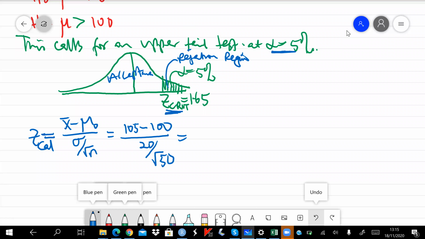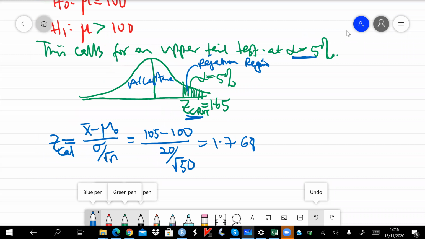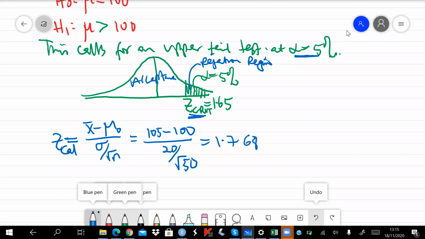So the calculated statistic here is 1.768. So that's a calculated value. Now we move to step number 5. We need to check whether this value falls in the acceptance region or in the rejection region. So we need to locate this value in the above distribution. 1.768 is somewhere there. It is somewhere in the rejection region.